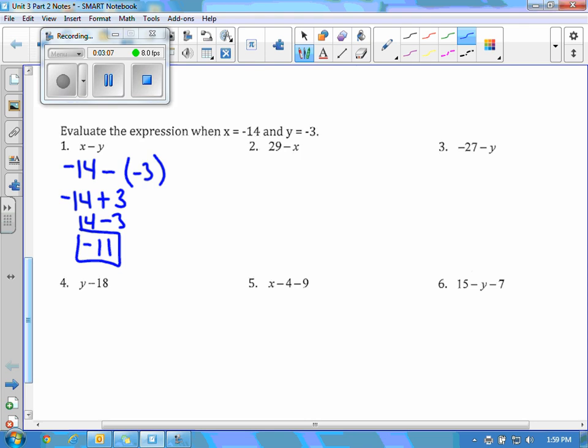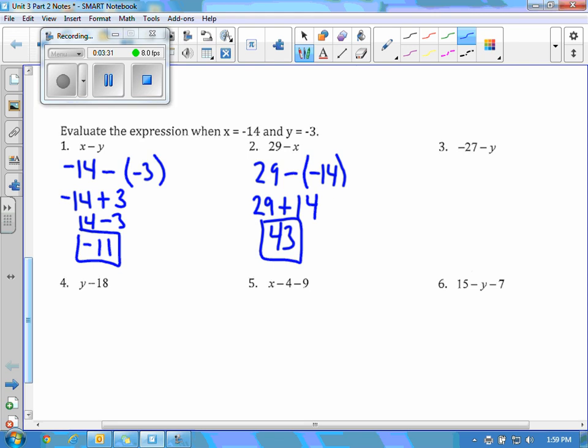For number 2, I have 29 minus x, so I'm going to take 29, minus, I plug in negative 14 for x. Keep, change, change. Keep the first one the same, change subtraction to addition, change the negative 14 to positive 14. And now I'm just adding 2 positive integers, so I just get 43, just add them together. Number 3 and 4 I'm going to leave for you.